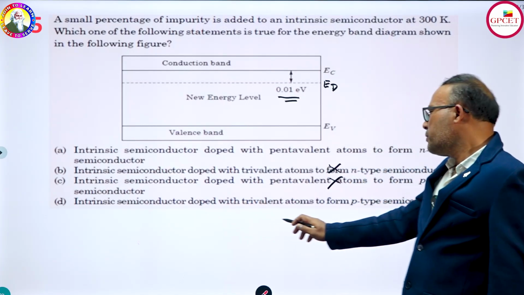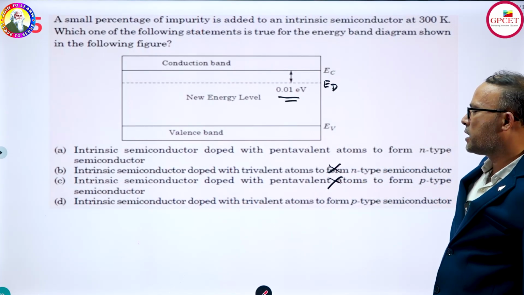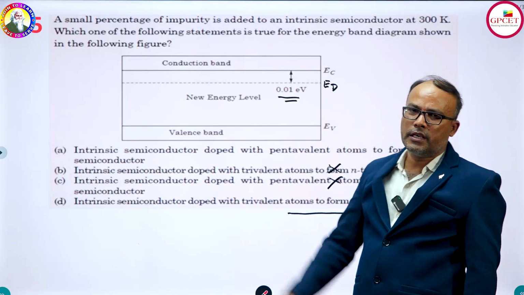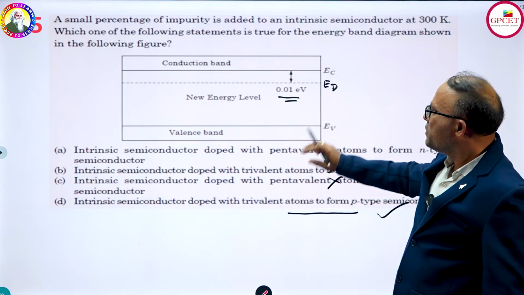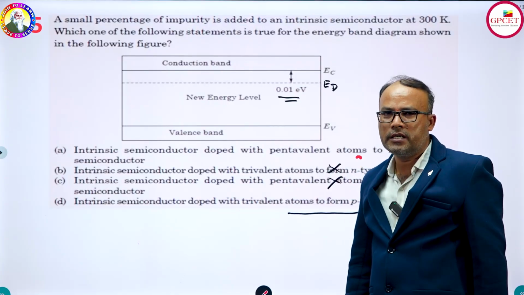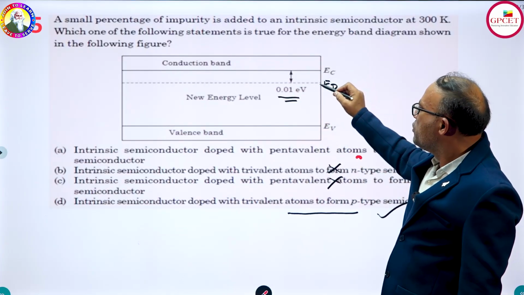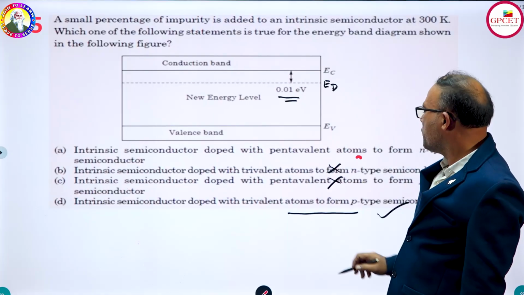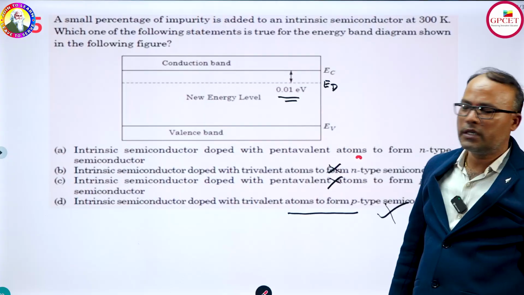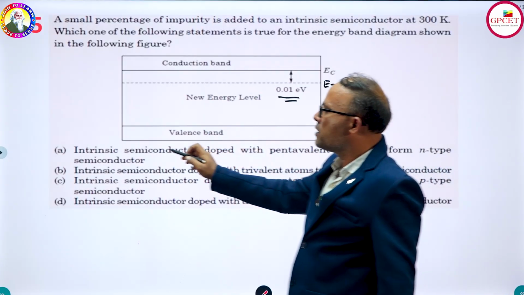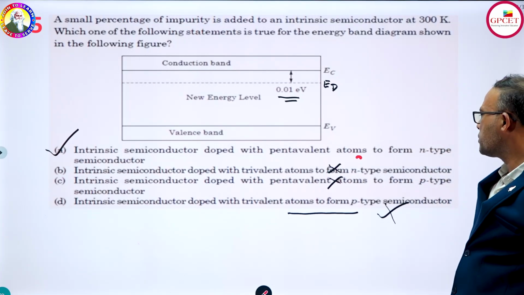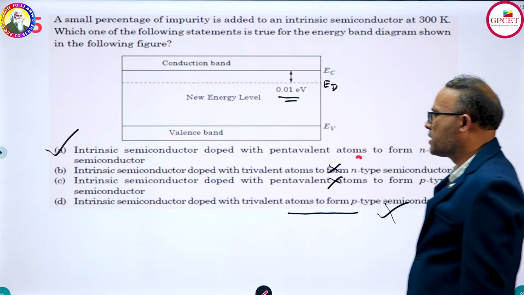Intrinsic semiconductor doped with trivalent atoms to form p-type semiconductor. This statement is correct, but it is not suited to this figure. If it were suited to this figure, this level should be nearer to the valence energy level. But here in the problem, it is a donor energy level, nearer to the conduction band. So this sentence is correct, but it is not suited to this figure. The sentence suited to this figure is option A, which is intrinsic semiconductor doped with pentavalent atoms to form n-type semiconductor, right? Next.